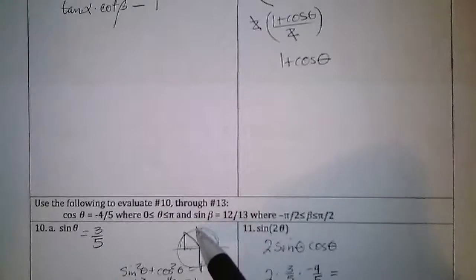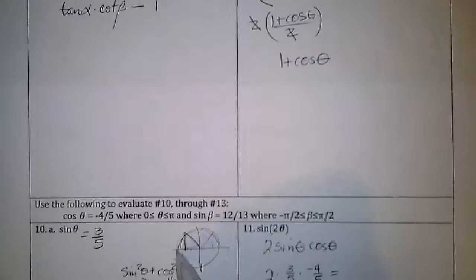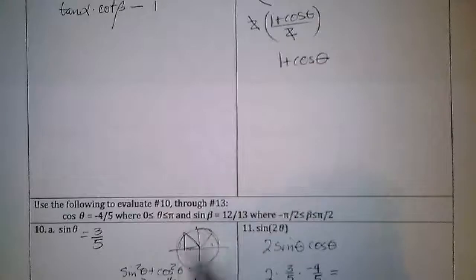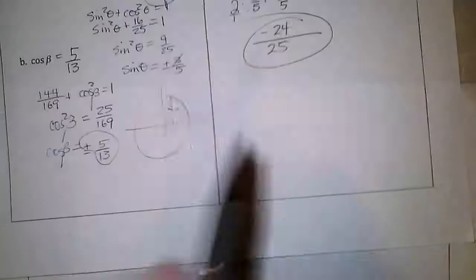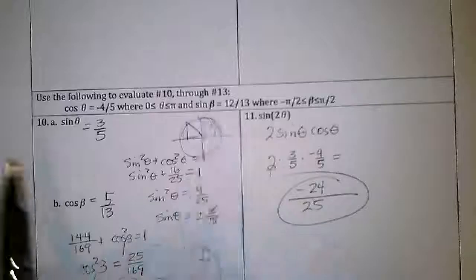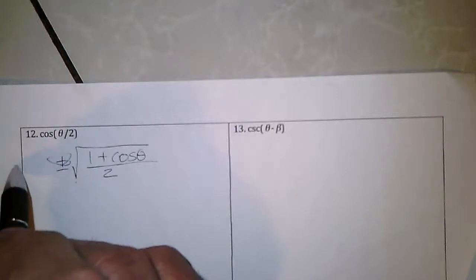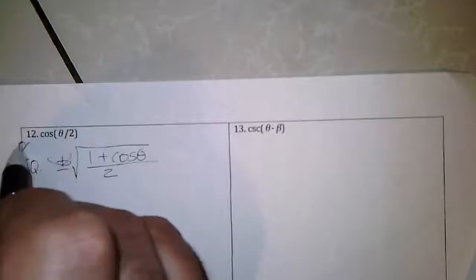Now, if we take half of it, the smallest angle in the second quadrant is 90. Half of it would be 45. And the largest angle in the second quadrant is 180. Half of it would be 90. So we'd be somewhere in here for theta over 2, which is what we're working with. And so it's going to be in the first quadrant, so it's got to be positive. So we're using this because we're in the first quadrant.